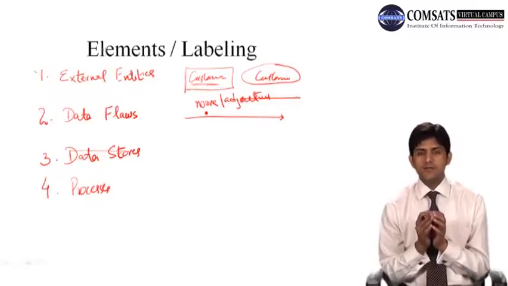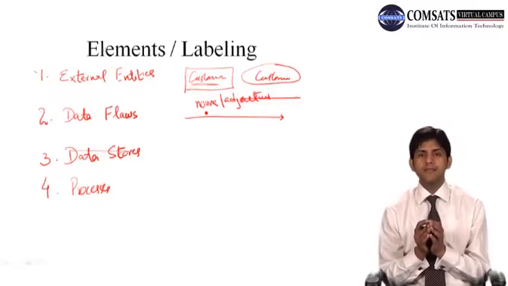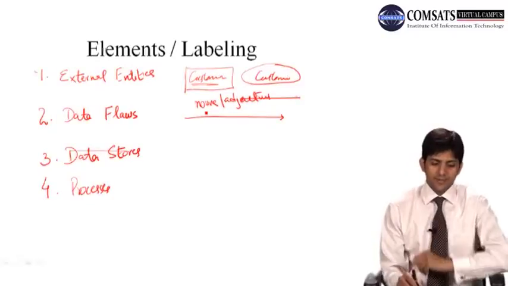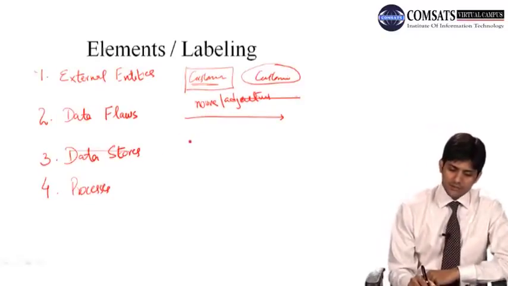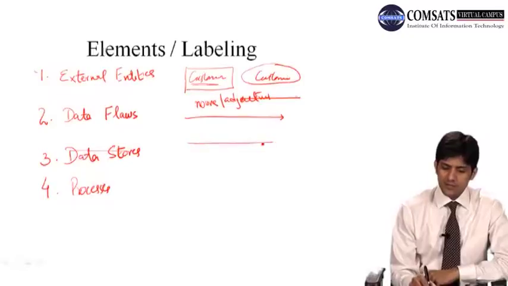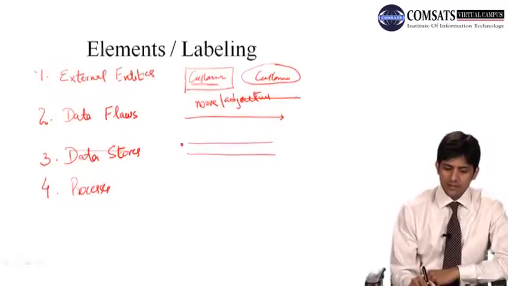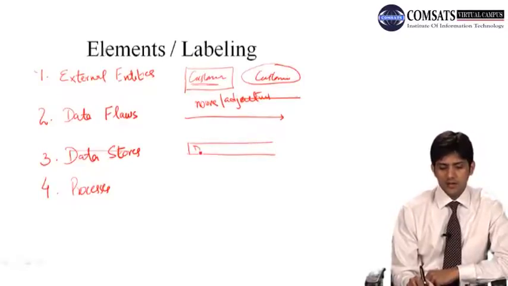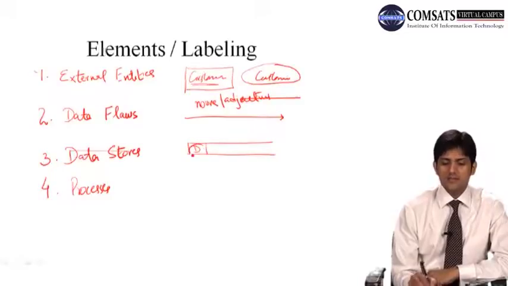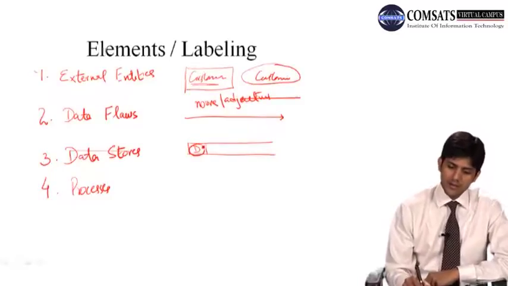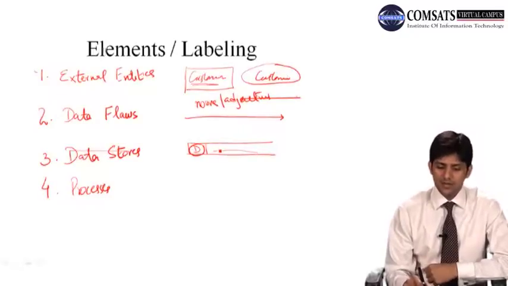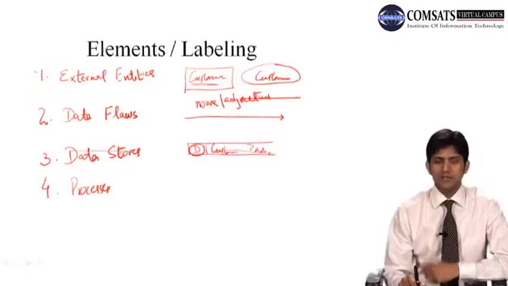Okay, so it's very important when we label them that this is not a verb. Then we had data stores. The representation of a data store was again a rectangle, and we can write D here, which would signify that it's a data store. Then we can write the name of the data store. For example, if you are maintaining the customer record, you can name it customer data or customer record.